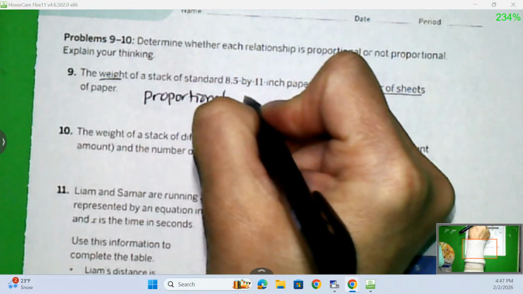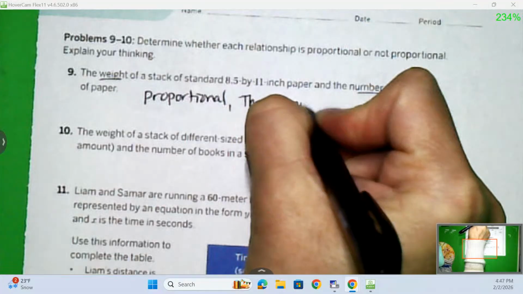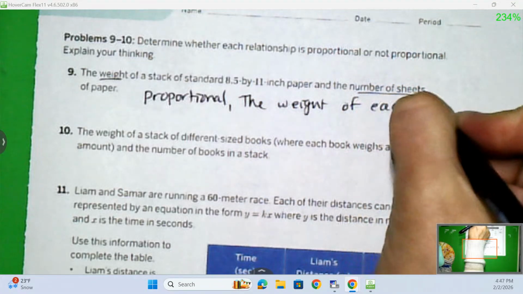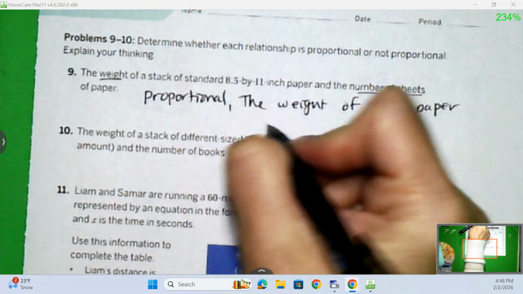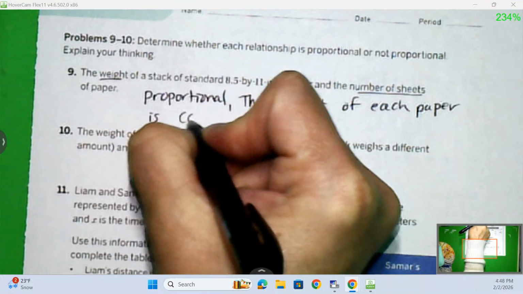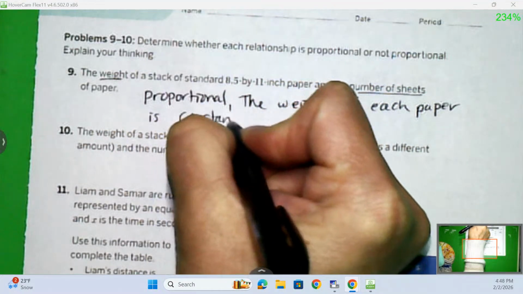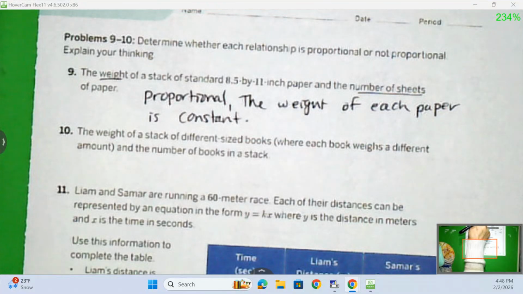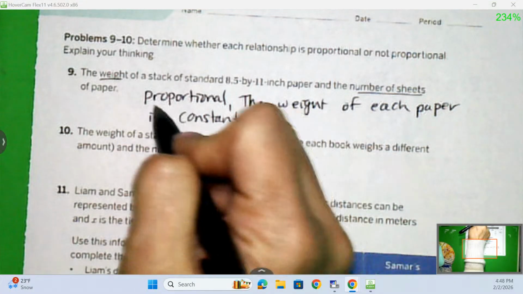because the weight of each paper is constant. Okay, they're all 8.5 by 11 inch pieces of paper. We're assuming out of the same ream. So that is constant, so that is proportional.